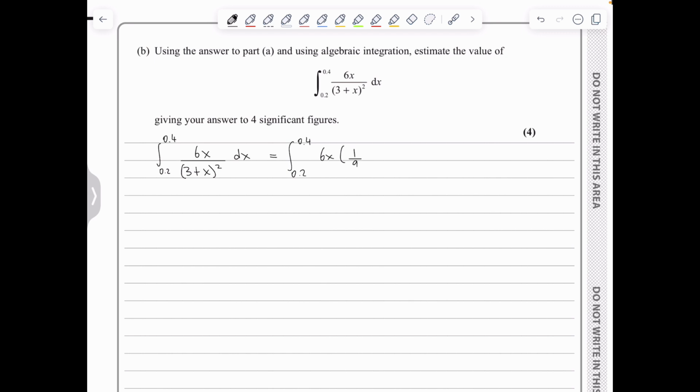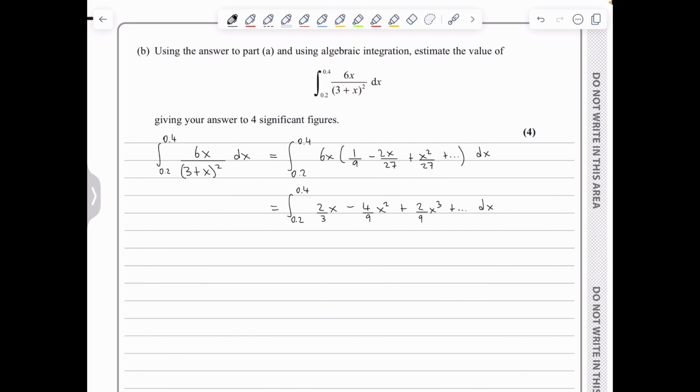So 1 over 9 minus 2x over 27 plus x squared over 27 plus dot dot dot and close the brackets dx, which can be expanded to get the integral from 0.2 up to 0.4 of 2 over 3x minus 4 over 9 x squared plus 2 over 9 x cubed plus dot dot dot dx.